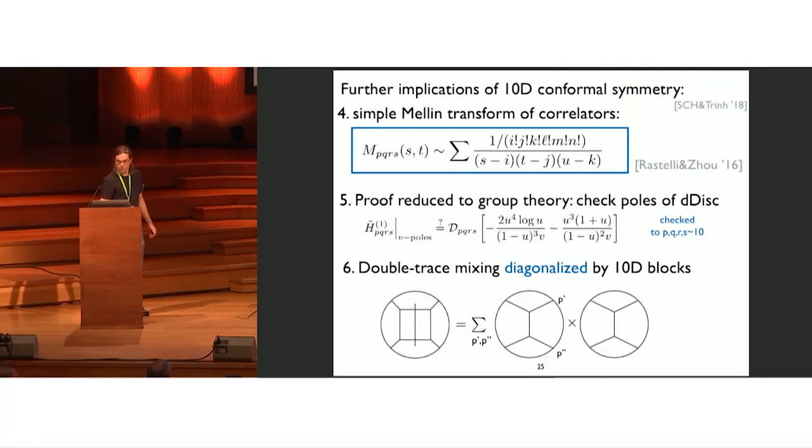Let me briefly mention further implications. So we can explain, if we take the Mellin transform in this generating function, you automatically get this nice formula by Rastelli and Zhou. It was a conjecture, but now the proof is reduced to essentially a group theory statement, which we haven't really proved, but my attitude about group theory statements, if you check them to high order and you have a lot, then it's just true. Physicist induction works in this case.